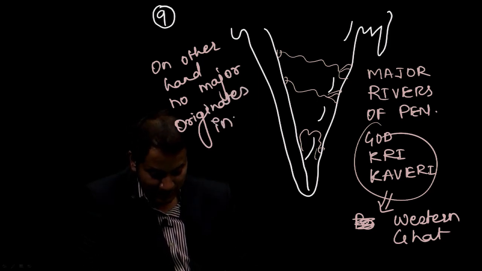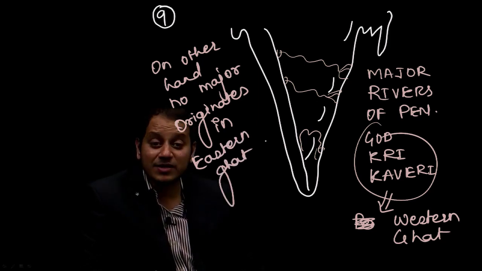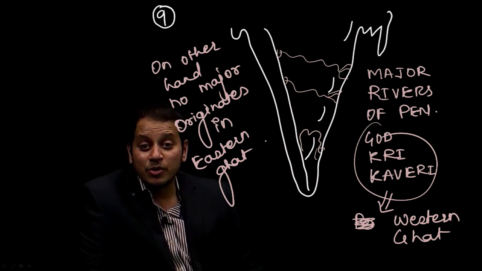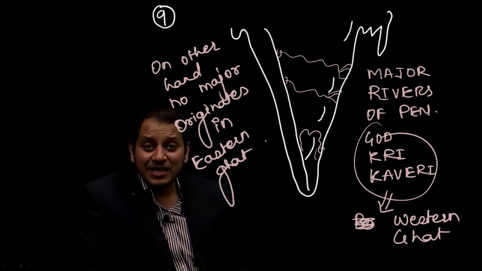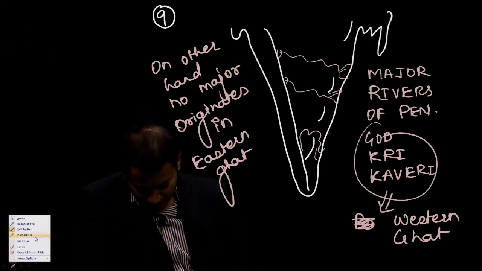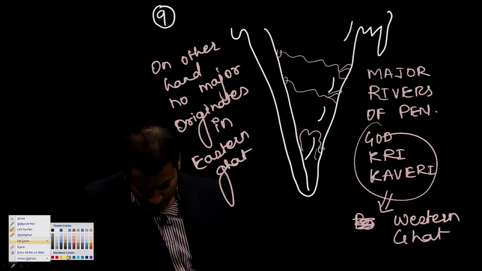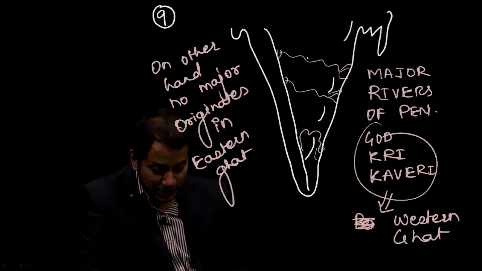Originates in the Eastern Ghat region. So this is the general idea you are having about the origin of the major rivers. Where do they originate? Then this is not the only thing. If I try to help you with one more color, these are the Krishna, Godavari, Kaveri. They are flowing in the eastern direction.